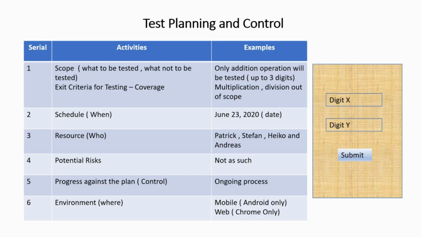In the same way, we can define the schedule. Schedule means on which date we are going to test all these things. Then we define the resources, who are going to participate in the testing process. What are the potential risks? These risks can be human resource risk or technical risk, whatever we can mention here. And we can also specify the environment: we have to do this testing either on mobile or on web or whatever. All these things are mentioned under test planning and control. So this is all about the first phase.